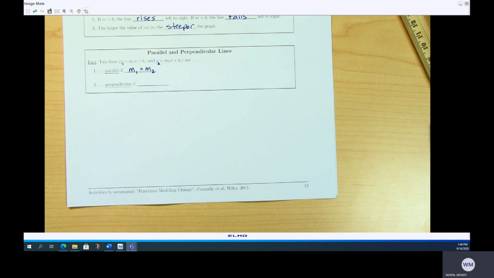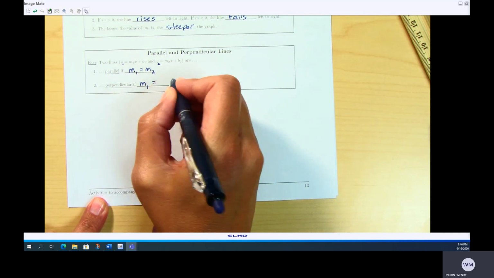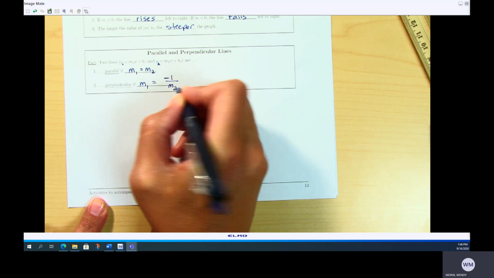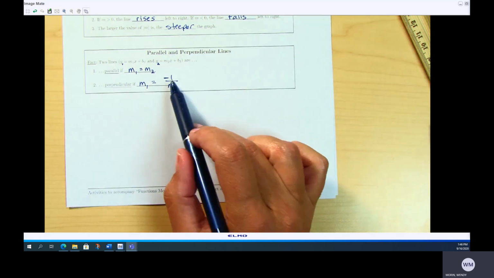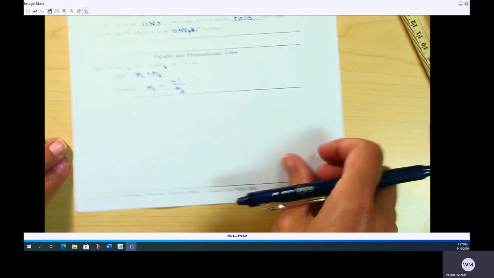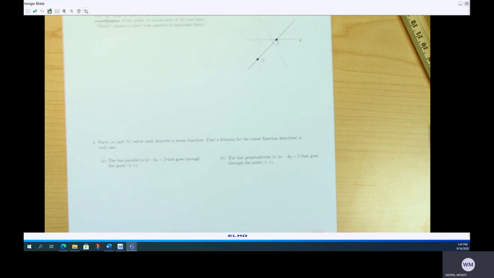How about perpendicular? What do you know about perpendicular lines? Well, their slopes are opposite reciprocals of each other. So basically, change the sign and flip it over. Okay? Let's look at a couple examples here.